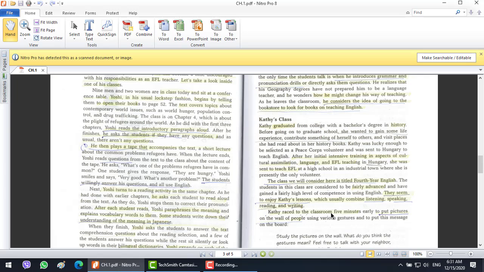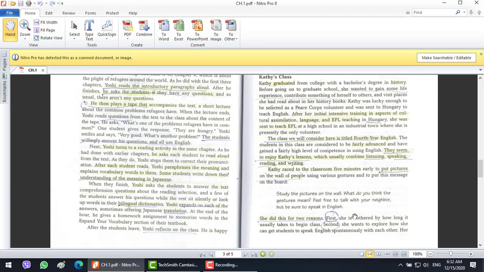Cathy raced to the classroom 5 minutes early to put pictures on the wall of people using various gestures and to put this message on the board: Study the pictures on the wall. What do you think the gestures mean? Feel free to speak with your neighbor, but be sure to speak in English. This is a very important phrase. Cathy comes to class earlier, before the students come, and writes this on the blackboard or whiteboard.